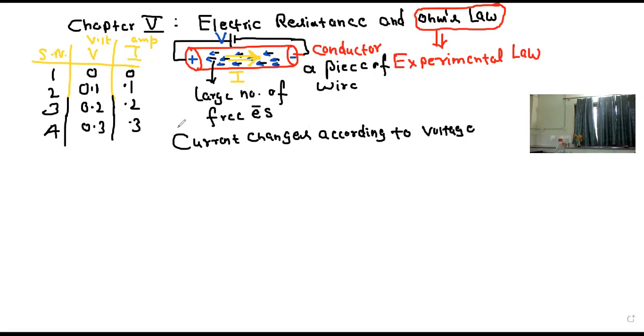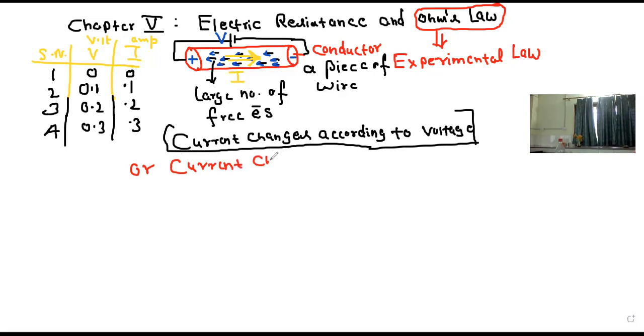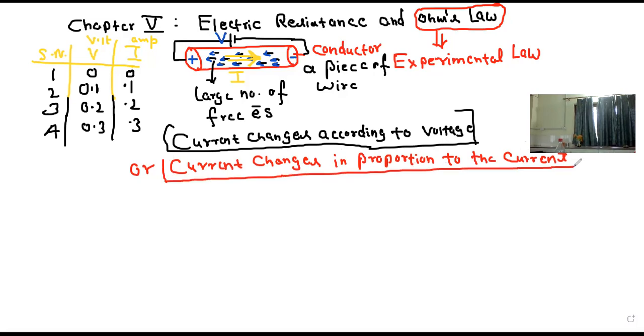So from this statement, the current changes according to the voltage, or I can say the current changes in proportion to the voltage. Whatever change, whatever shift there is in the voltage, the corresponding shift we will observe in the current. So from these two statements, I can make a relation between voltage and current.